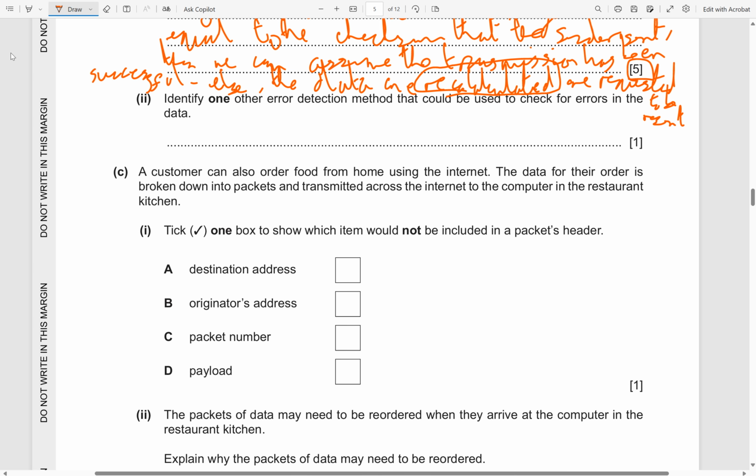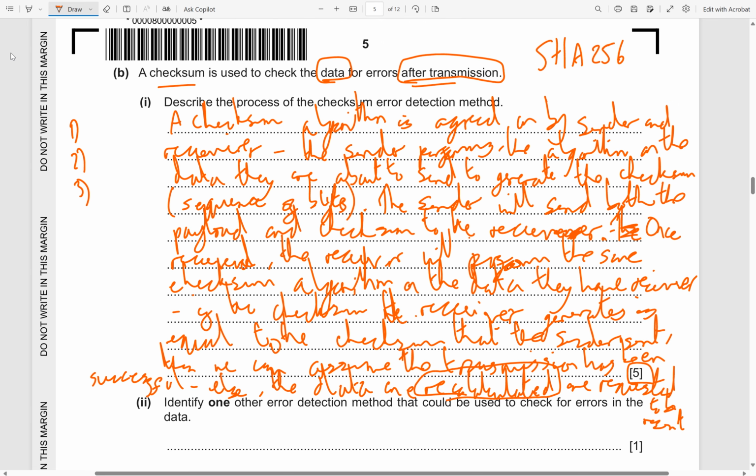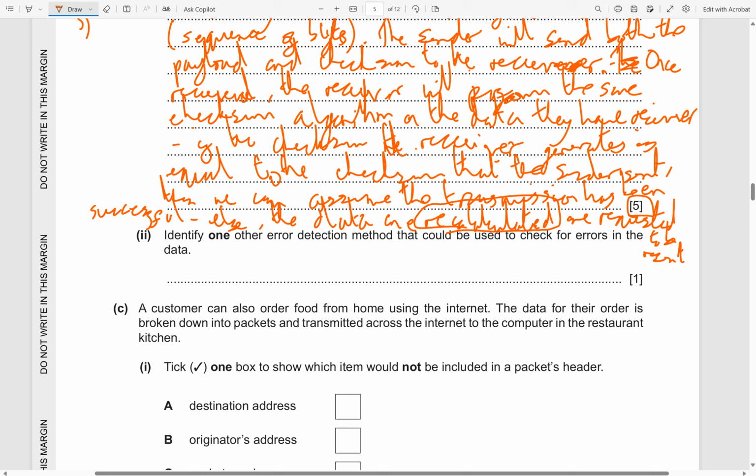Anyway, so then number 2, we want to identify one other error detection method that could be used to check for errors in the data. Now this one is a bit ambiguous, but because they've said after transmission, we can probably assume they're also talking about after transmission here.